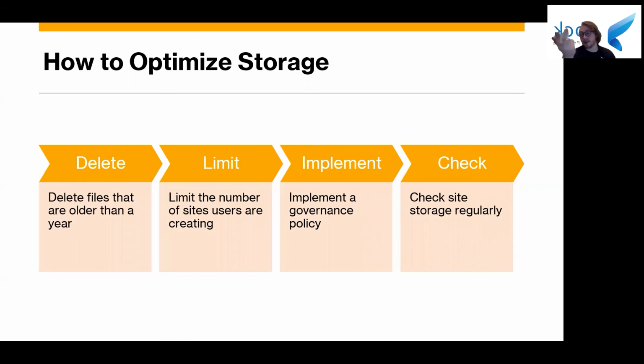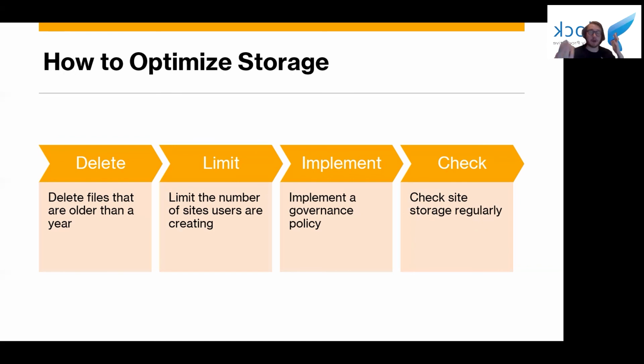Another one is limit the number of sites that users are creating. Basically, don't let people just create sites all willy-nilly because that takes up data. Again, not a lot, but it still takes up a fair amount, which ties into the next one: you should be implementing a governance policy. You should have a policy for when people are able to create sites, when they're able to create folders, who is able to access different versions of documents, who can restore them, and who can make copies.